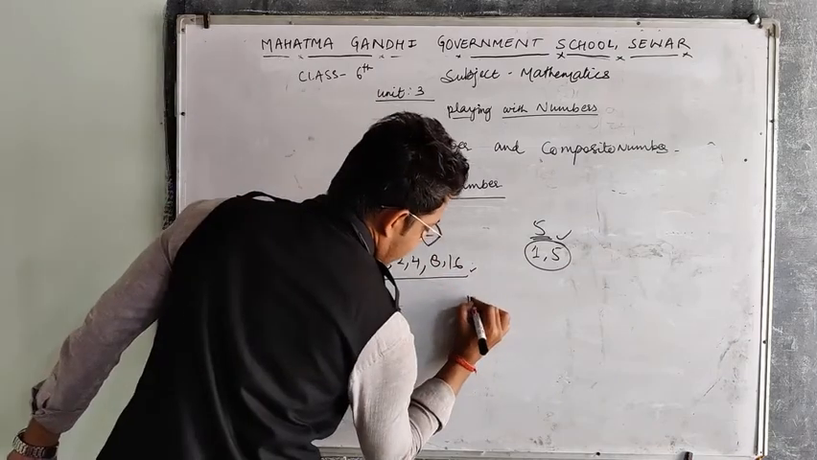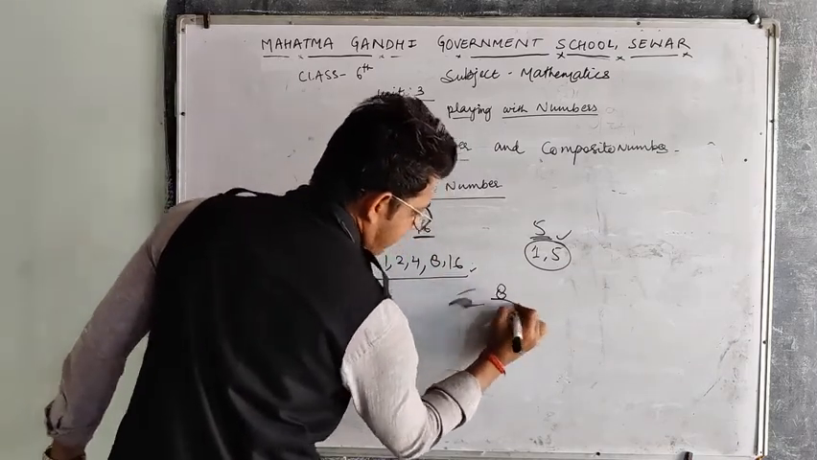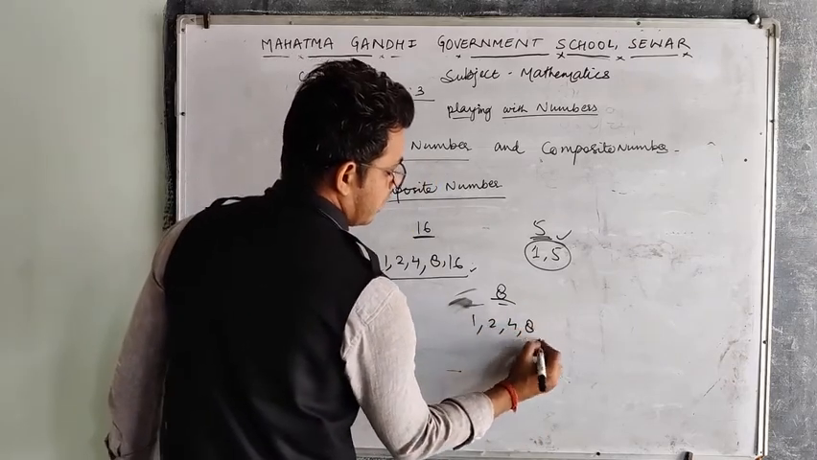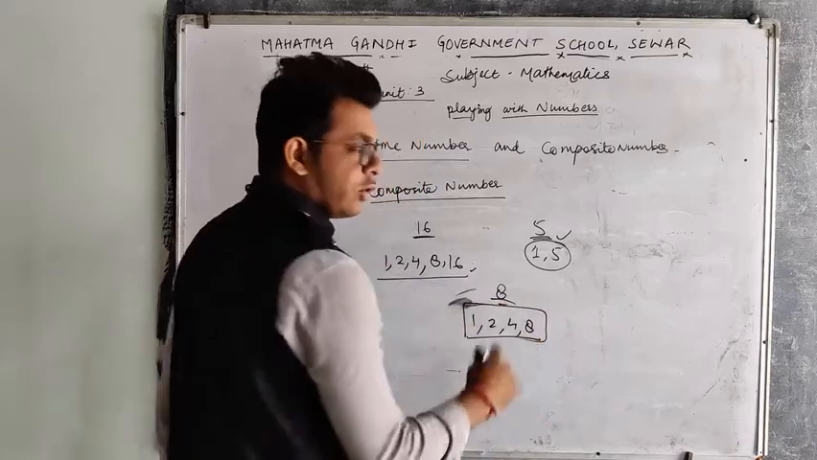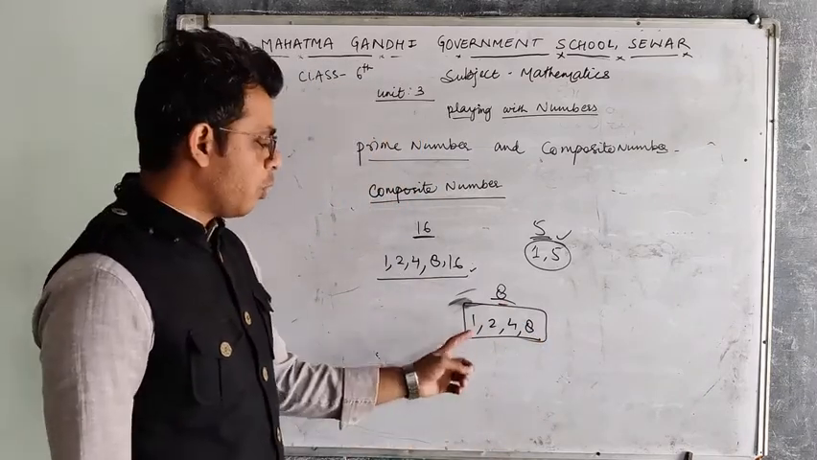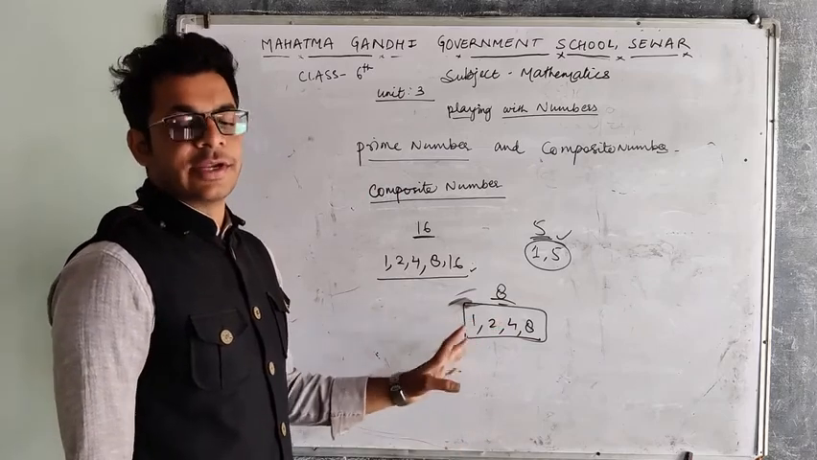If we write 8, what are the factors of 8? 1, 2, 4, 8. So 8 is also a composite number because it has more than two factors.